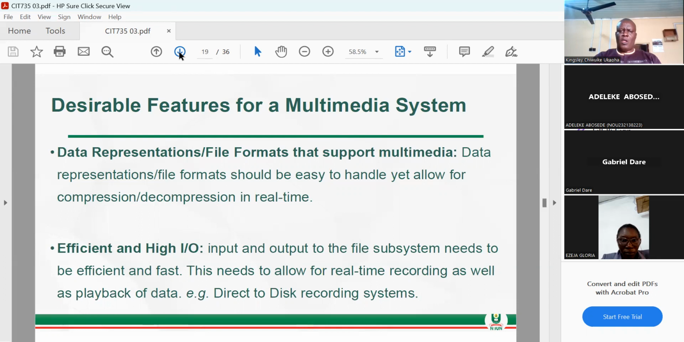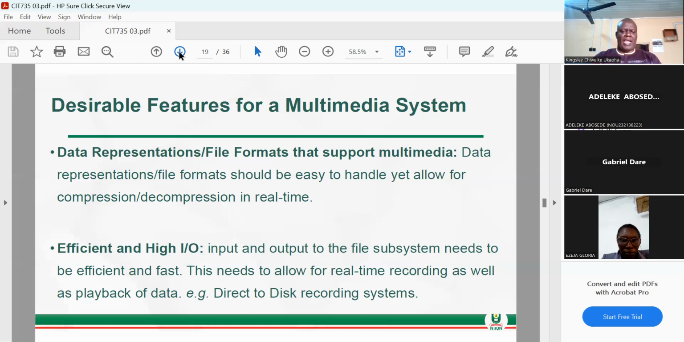And so, why do we need a good data representation and file format that support multimedia? Because most of the multimedia we are interacting with always allows us to represent or transmit our information in real time. Real time means as it is happening. Like now, this class is not recorded and sent to you later. I am speaking, you are hearing me, it's also being recorded. So it is real time. The system is live, and it is recording everything.